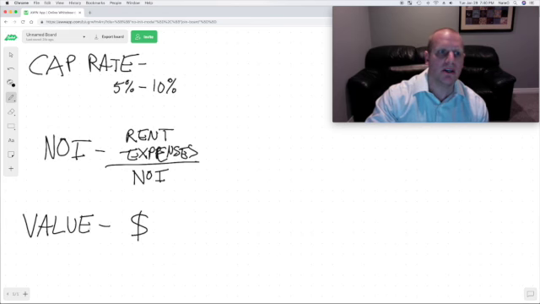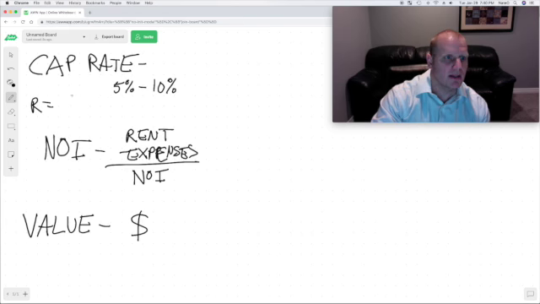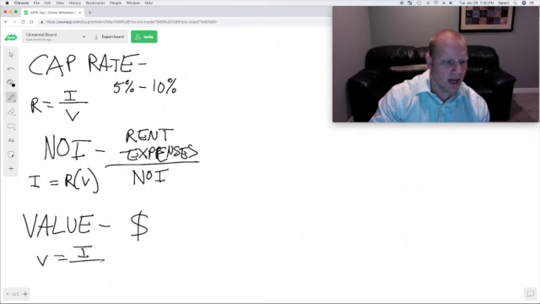Now the formula to figure out all of these, you just swap the variables around, and you can solve for the third if you know two of them. So for cap rate, the formula is rate equals income over value, or NOI over value. To solve for net operating income, that is going to be the rate, or cap rate, times the value, and then value is solved by taking the NOI, or the I, divided by the R, or the rate.